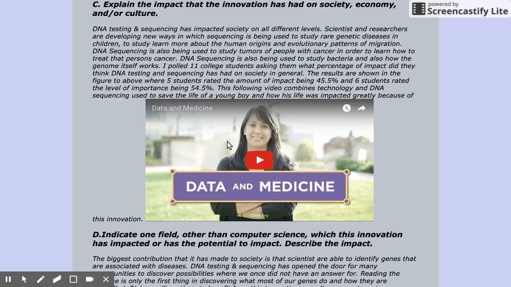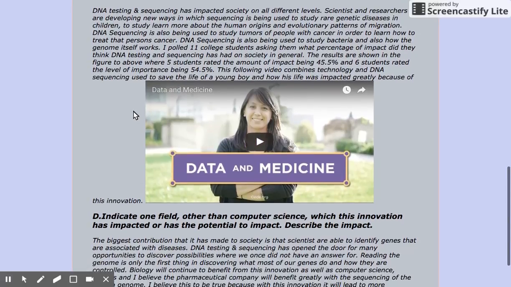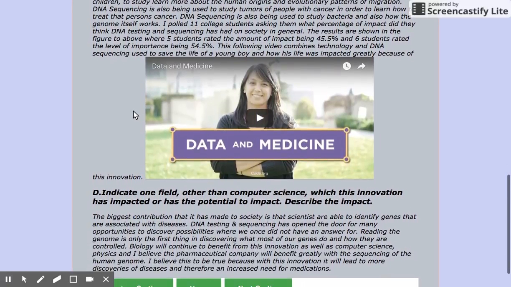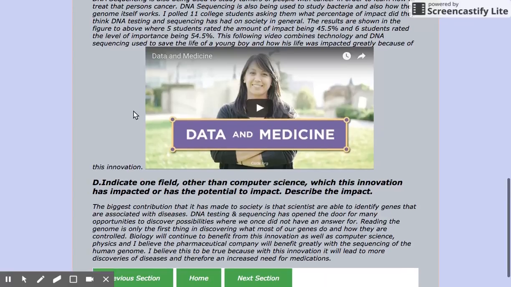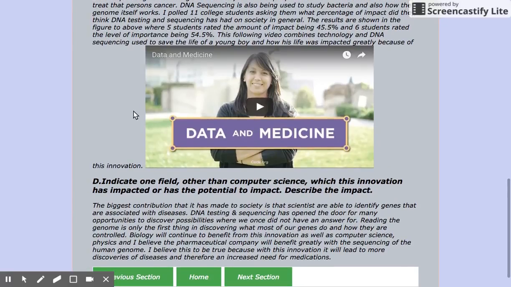DNA testing and sequencing has impacted society on all different levels. Scientists and researchers are developing new ways in which sequencing is being used to study rare genetic diseases in children, to study and learn more about human origins and evolutionary patterns of migrations. DNA sequencing is also being used to study tumors of people with cancer in order to learn how to treat that person with cancer. DNA sequencing is also being used to study bacteria and also how the genome itself works.